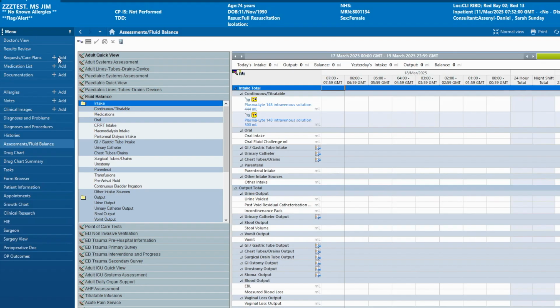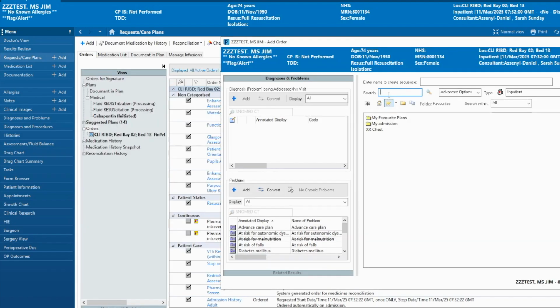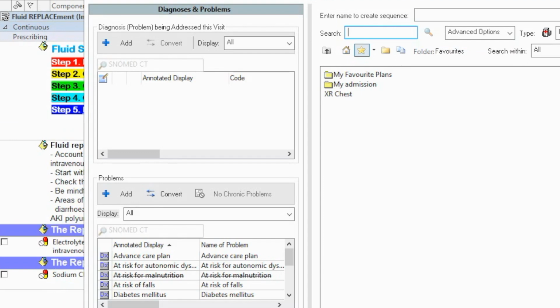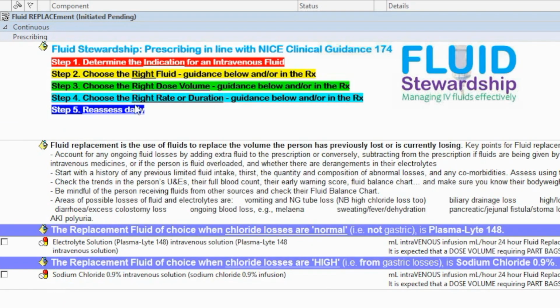Once you know that, you can go to the request care plans plus add, type in fluid replacement this time. Now you can see there's a choice of fluids of either plasmolite or sodium chloride. The choice is determined by where the losses of fluid are coming from. If they are non-gastric, you will use plasmolite, which is a balanced electrolyte fluid. If the losses are gastric, then choose sodium chloride, because you also need to replace the chlorides being lost from the hydrochloric acid in the stomach. So let's go for plasmolite again.